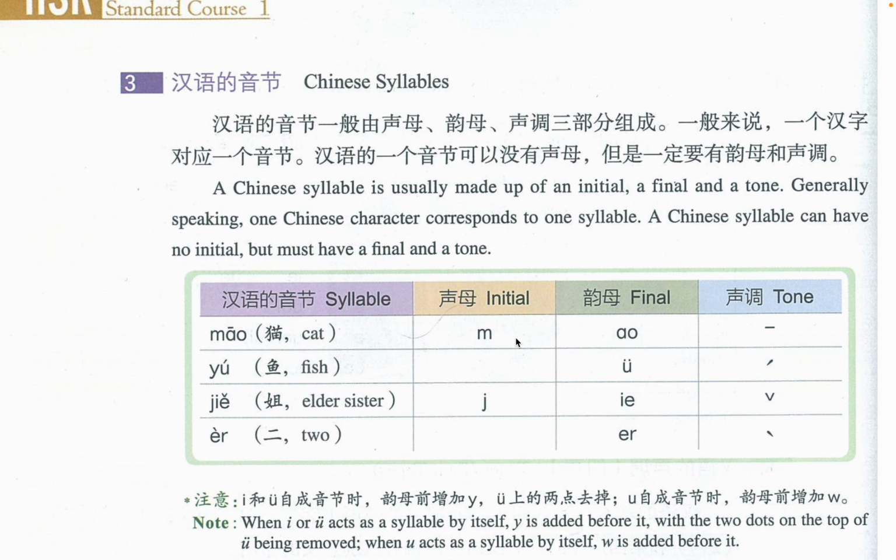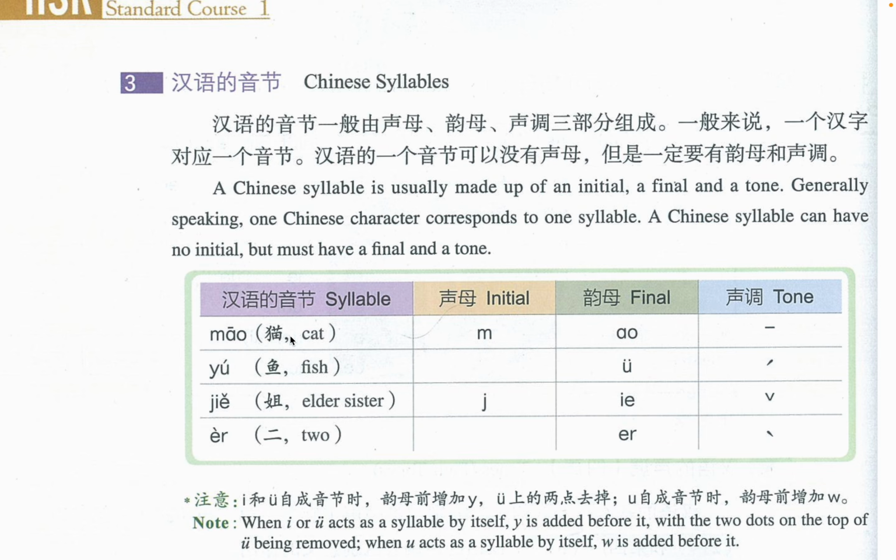Now we have what we call syllables, right? Most of us know what syllables are. A syllable is the smallest unit pronounced in a language. Now let's go to what it says here. A Chinese syllable is usually made up of an initial, a final, and a tone. Generally speaking, one Chinese character corresponds to one syllable. That means that each Chinese character is usually one syllable. It's hard to find a Chinese character that's more than one syllable, right?